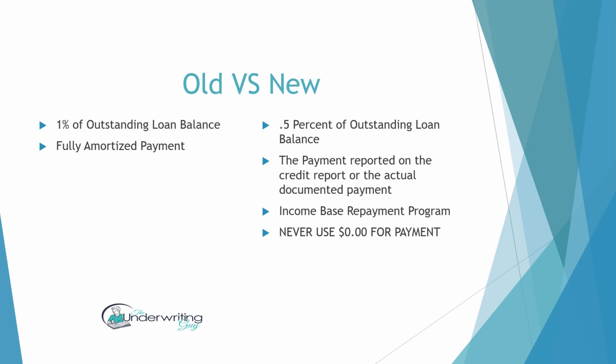FHA also now allows us to use the actual payment the borrower is paying with documentation, as the old guideline states it's either 1% or the fully amortized amount. One of the biggest changes FHA made is to allow us to use the income-based repayment obligation program. But we have to be very careful because at this time, FHA does not allow us to ever use $0 for a monthly payment if there's an outstanding balance.